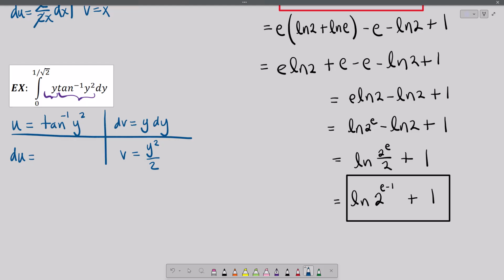Okay, so here is the derivative of arctan. The pattern that we get from here is 1 over 1 plus the inside squared. That's the pattern. 1 over 1 plus the inside squared.